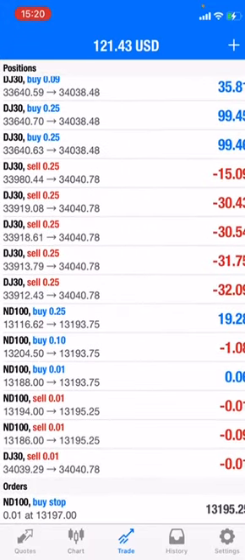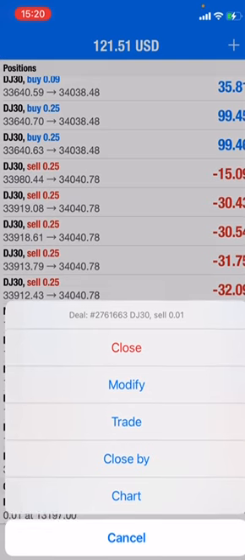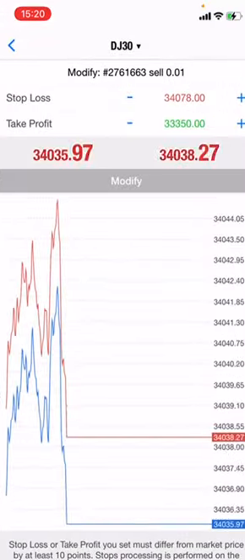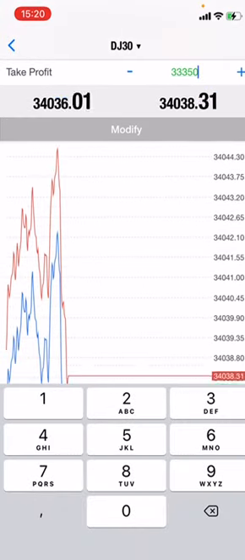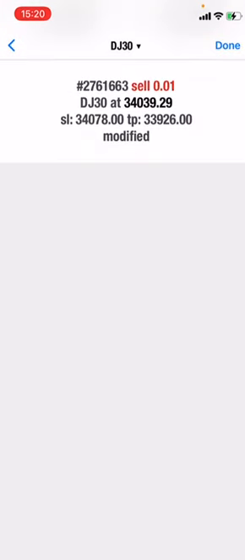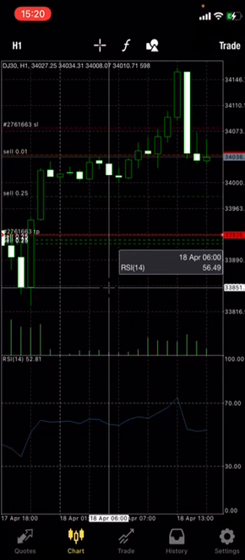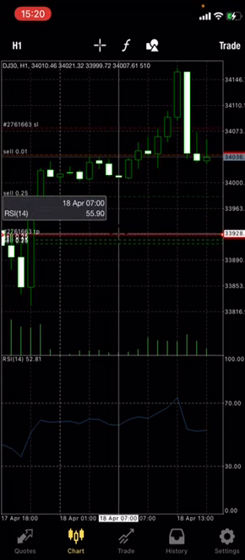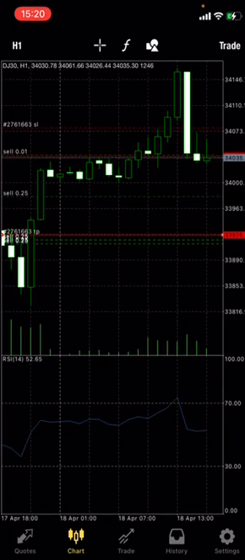So I go to that particular trade that I've entered, and I say modify. If I want to change my stop loss or adjust my take profit, I just say modify, right? And under modify, then I can easily edit my take profit and say 33926, modify. Then I'll be able to see that, oh, my TP, here it is, it has moved to this level. Easy like that.